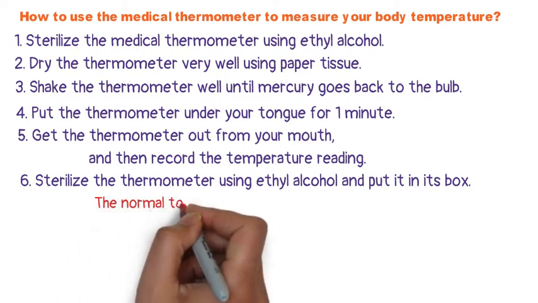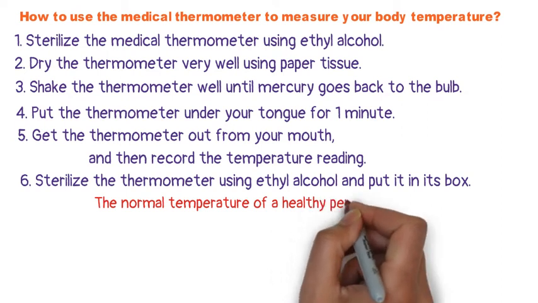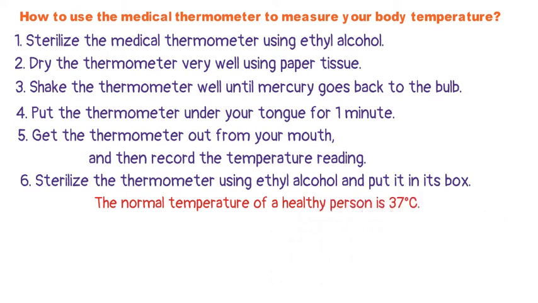The normal body temperature of the human is 37. Again, the normal temperature of a healthy person is 37 degrees Celsius.